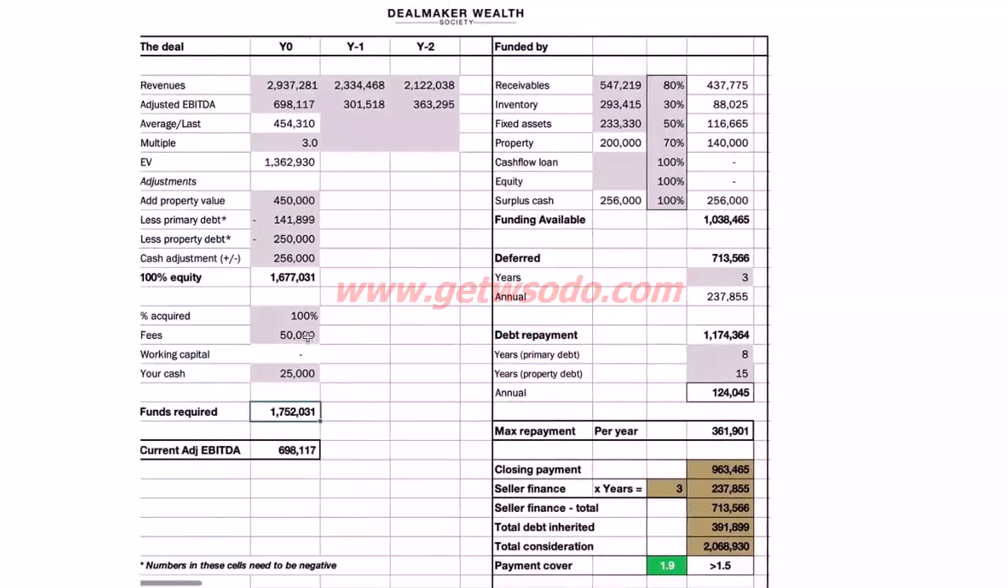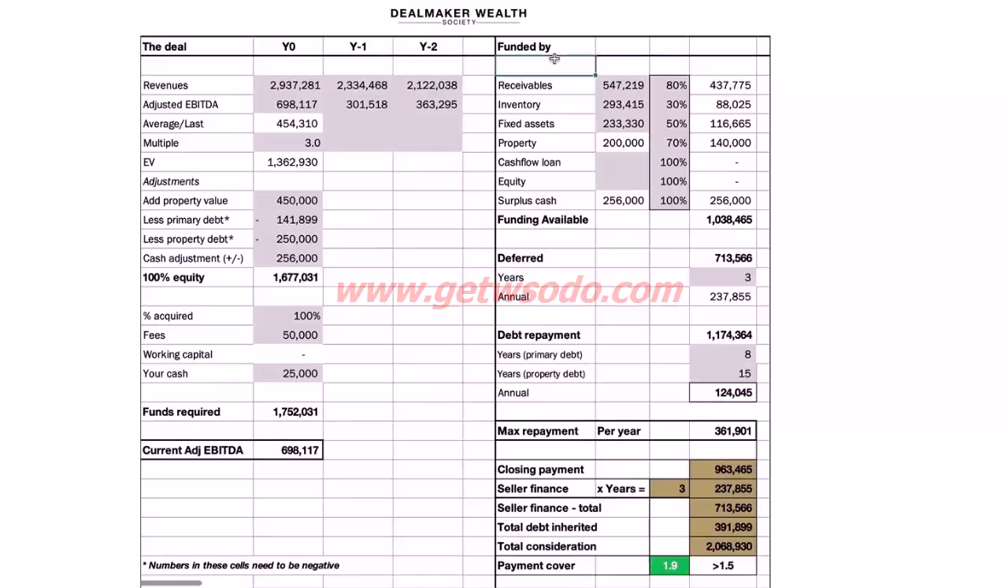So now it's time to figure out where we're going to get the money from. So we go to the right-hand side of the model under the heading Funded By. Now we know from the indicative financing work that we did last time in lesson number 2 that we've got almost $550,000 of receivables. But rarely will a banker finance all of that. So we're going to apply 80% funding.